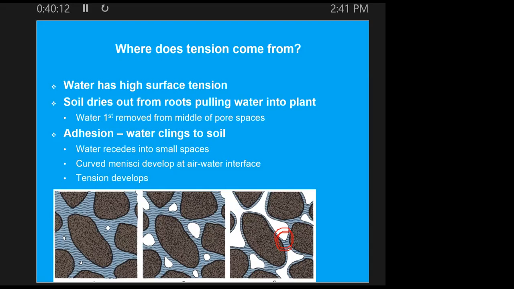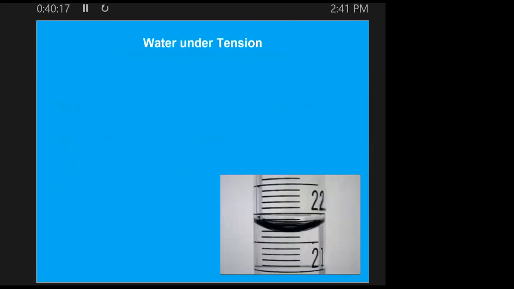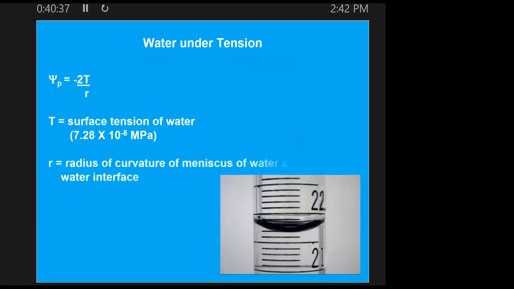So for that surface tension, there's an equation which I'm not going to ask you to mess with, but it's important for you to think about. It's this one: psi sub P is equal to negative 2T divided by R. T is just a constant. It's the surface tension of water, which is 7.28 times 10^-8 megapascal. And then R is the radius of curvature of that meniscus. How big is it? How small is it? That's a graduated cylinder showing the meniscus in the figure there.